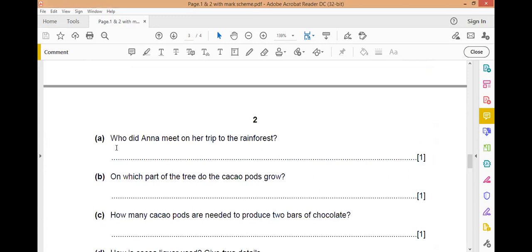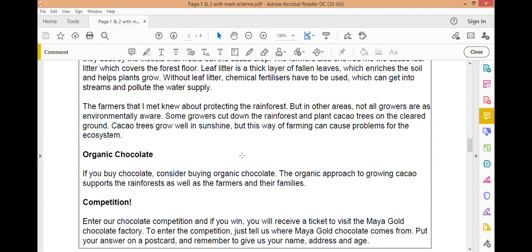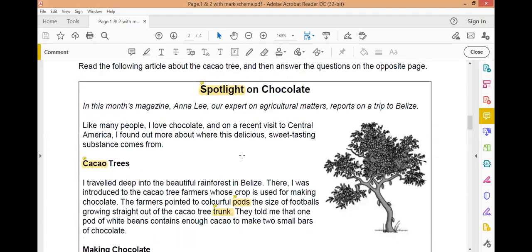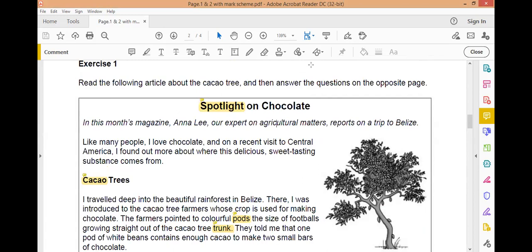Yes, can you read? Who did Anna meet on her trip to the rainforest? The first question said, who did Anna meet on her trip to the rainforest? Let's find the answer by reading in sequence from the first paragraph. At first, the title.